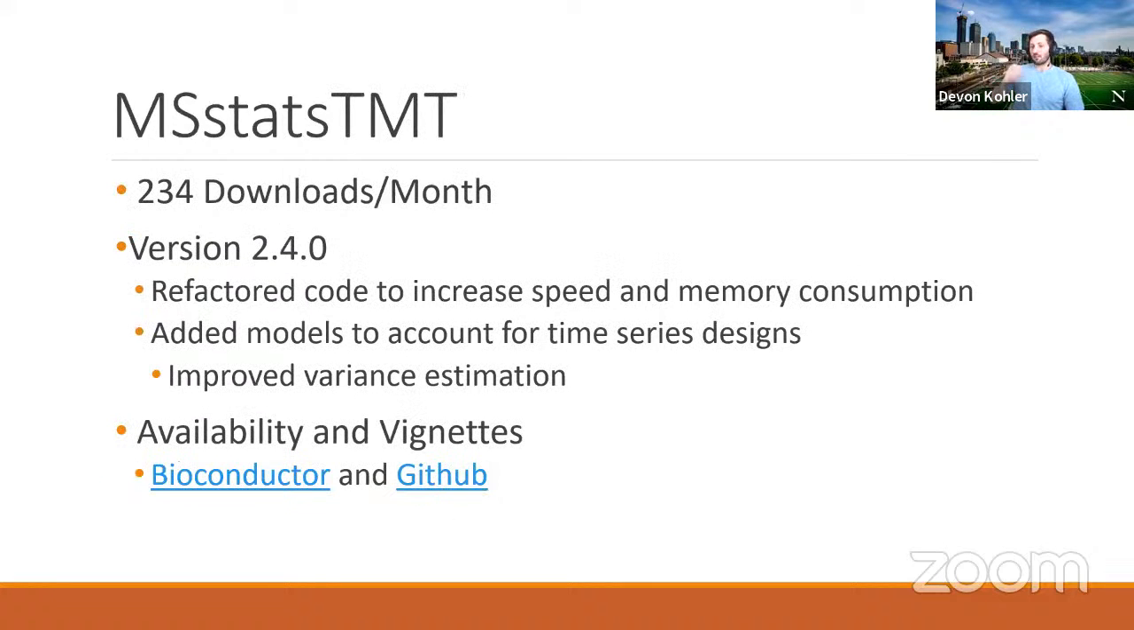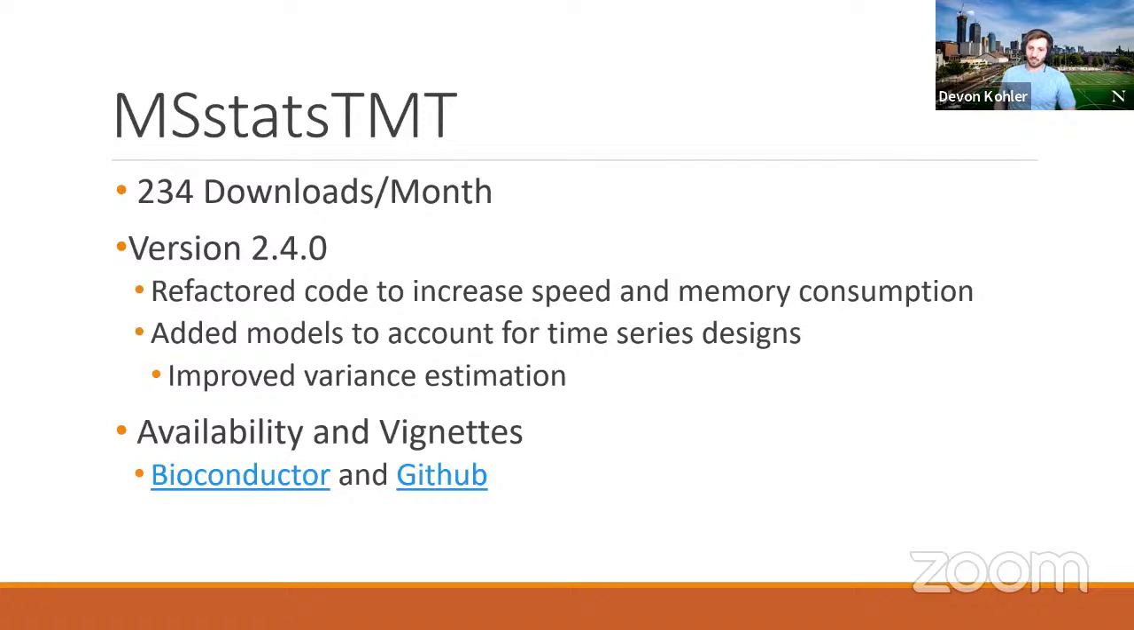Okay, so next we have MStats TMT. MStats TMT has 234 downloads per month over the past year. Its new version is version 2.4. And in this version, we include that refactored code. So MStats TMT is based on MStats. So it has the MStats refactored code to increase the speed. And it also has itself been refactored. So it should be a lot faster in this version.